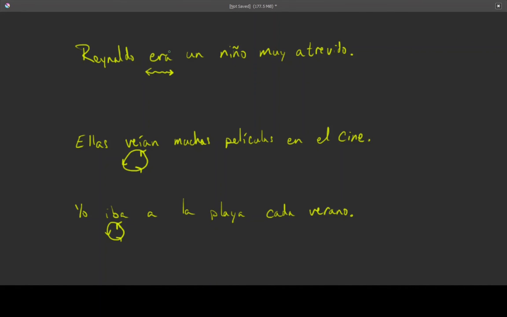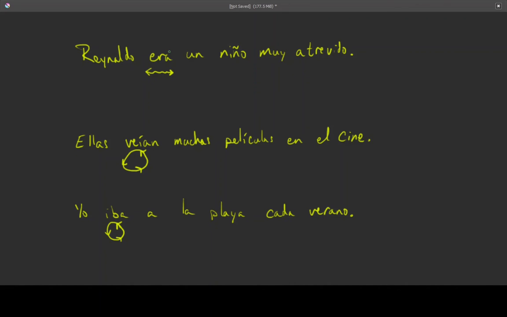So, Reinaldo era un niño muy atrevido. All right, so this idea of Reinaldo being a pretty daring child, we don't know when it started, we don't know when it ended, but we know that when he was a kid, all right, we're not focusing on a start or end point, he used to be a pretty daring child. All right, next one, ellas veían muchas películas en el cine. That idea of muchas películas means that it was done probably multiple times. They used to watch many movies at the cinema.